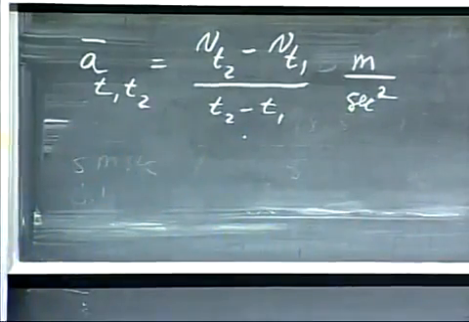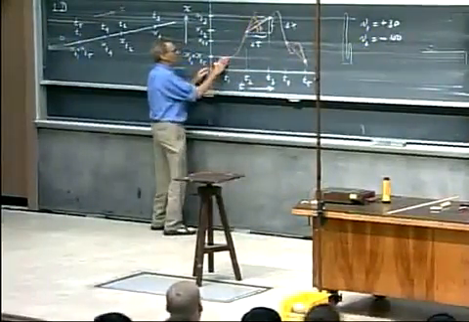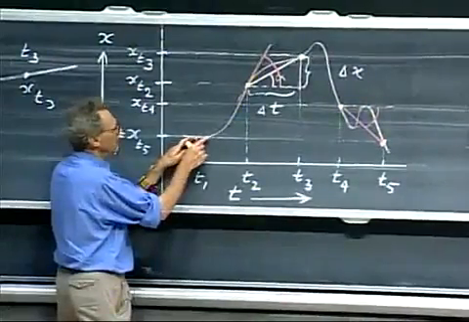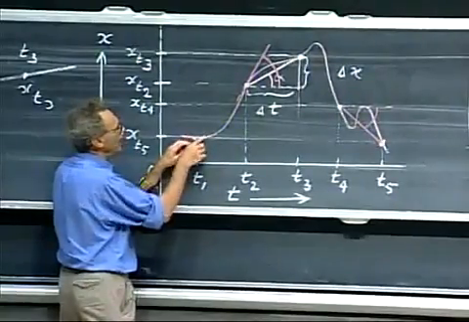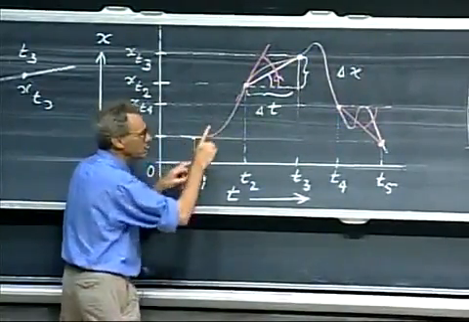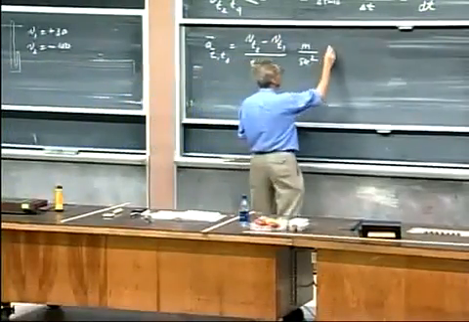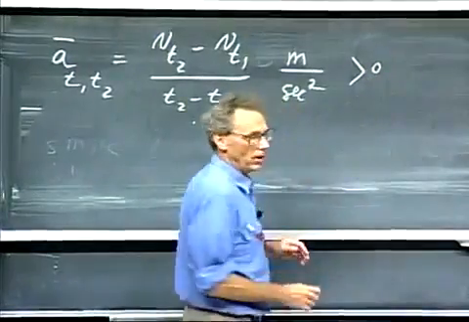In our case, t1 to t2, here, notice the velocity is 0 at the start, and it begins to increase because this angle alpha increases. It's the angle that matters. The angle increases, so in our case, from t1 to t2, the average acceleration is larger than 0.